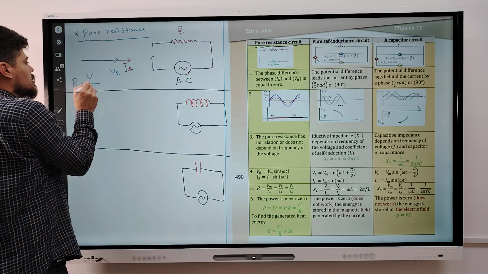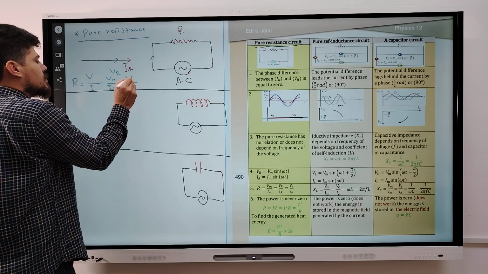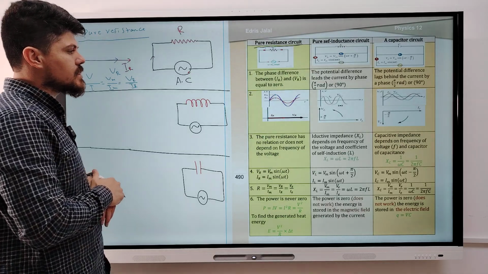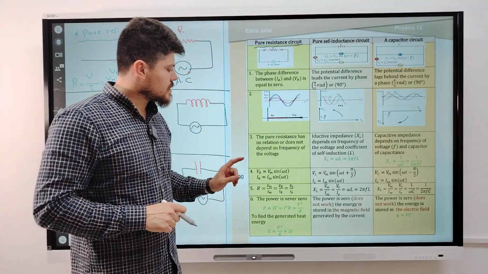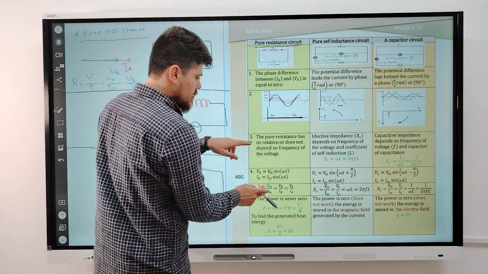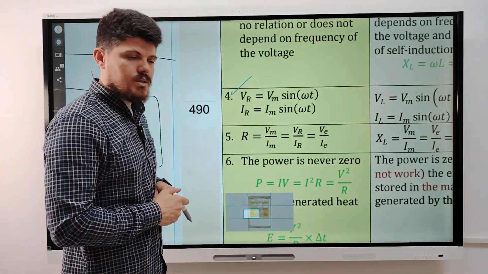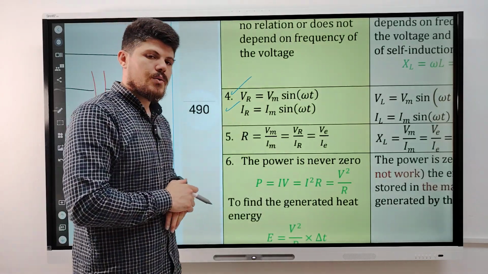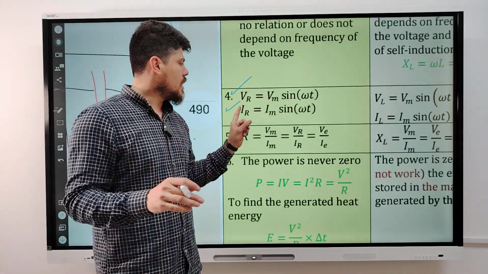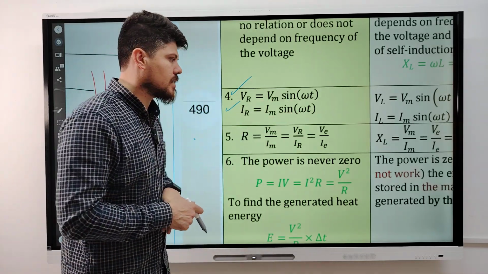R is equal, according to Ohm's law, to V over I, Vm over Im, or the potential difference across the resistance divided by the current across the resistance. Okay, so in pure resistance, the equations of potential difference and current can be represented like this. This is the equation of potential difference across the resistance, and this is the equation of current across the resistance. For potential difference, VR is equal to Vm sine omega t, IR is equal to Im sine omega t, without lead and lag between the potential difference and the current.